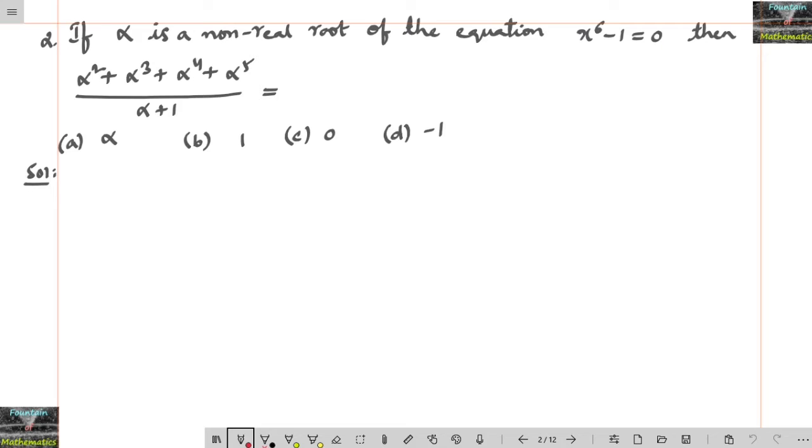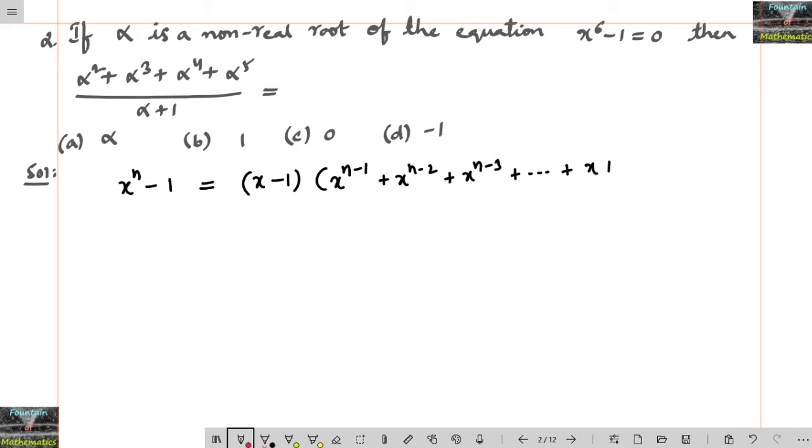Before solving this problem, we need to remember one very important formula, which we will use in many cases. X power n minus 1, we can write as x minus 1 into x to the power of n minus 1 plus x to the power of n minus 2 plus x to the power of n minus 3 plus and so on, plus x plus 1. This is one of the very important formulas we have to remember.